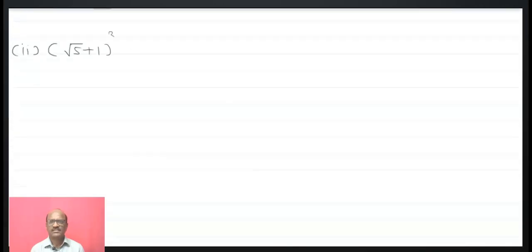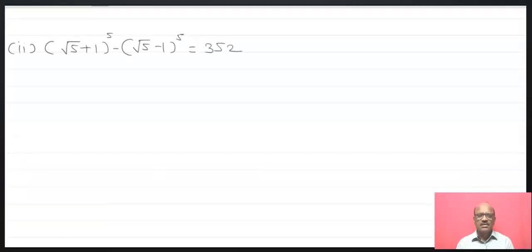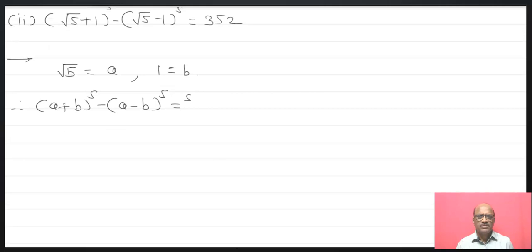Now the next is this example. Now the next expansion is root 5 plus 1 bracket raised to 5 minus root 5 minus 1 bracket raised to 5 is equal to 352. This is the problem. That is, a is equal to root 5 and b is equal to 1 here. Therefore, we can write in this manner, a plus b bracket raised to 5 minus a minus b bracket raised to 5. Now expand this.